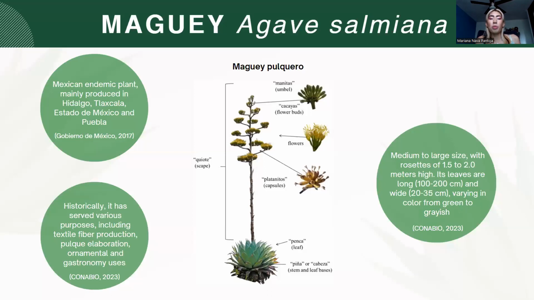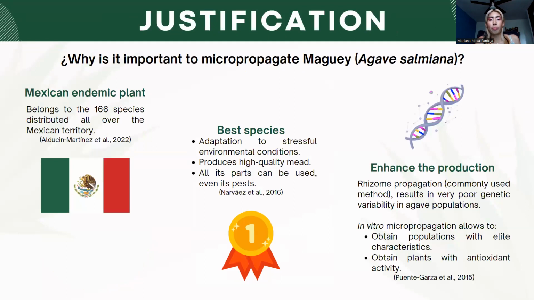Agave salmiana, most commonly known as maguey, is a Mexican endemic plant, which is mainly produced in the states of Hidalgo, Tlaxcala, Estado de Mexico, and Puebla. It has a medium to large size, and it has been used for textile production as well as pulque production. And it also has its own gastronomical and ornamental uses.